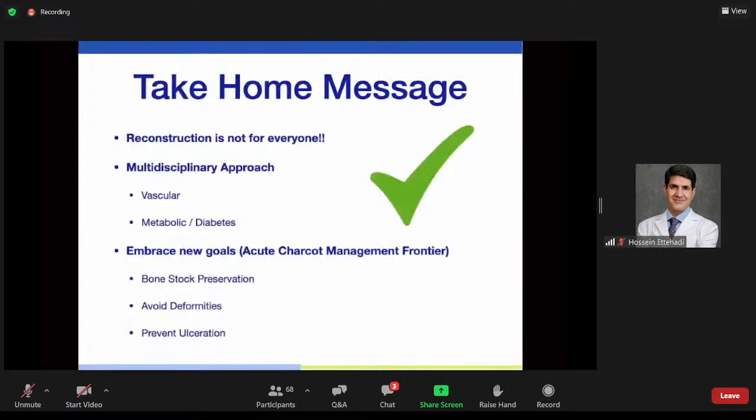So take-home message: reconstruction is not for everyone. Remember the multidisciplinary approach. Get your vascular surgeons on it and make very good friends with your metabolic or diabetes specialist. I think it's very important to embrace the new goals. Try to break the acute Charcot management frontiers like we saw in the last case. This involves bone stock preservation, avoiding deformities, and preventing ulceration.